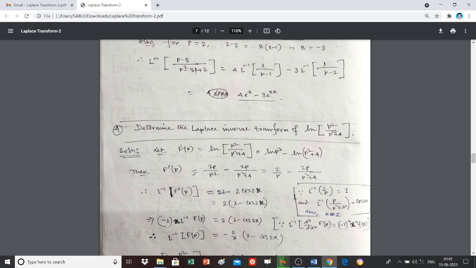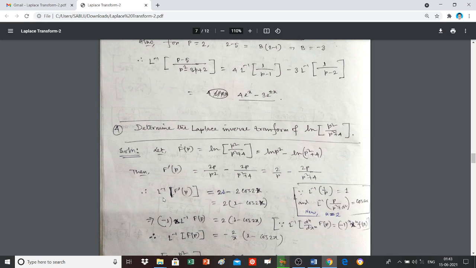So F prime(p) is equal to, from here, the differentiation of log p squared will give you 1 by p squared times 2p, that means 2p by p squared, minus the differentiation of log(p squared plus 4), which gives 2p by p squared plus 4. So from the first one we get 2 by p, and from the second one 2p by p squared plus 4.